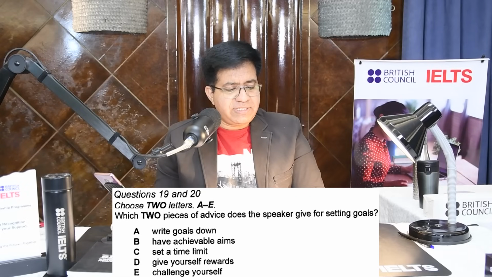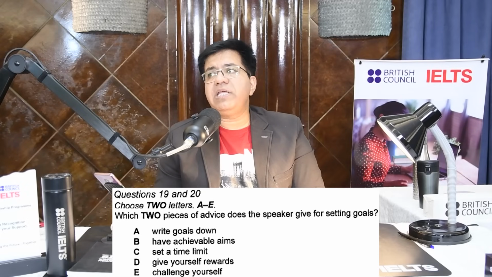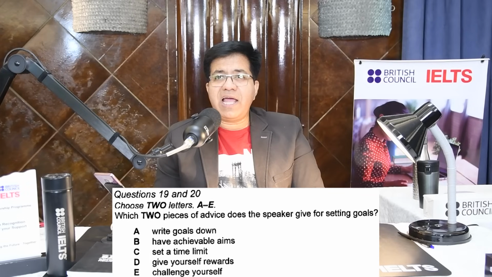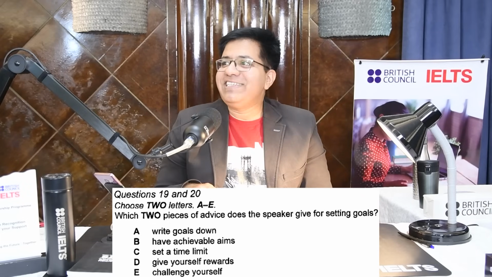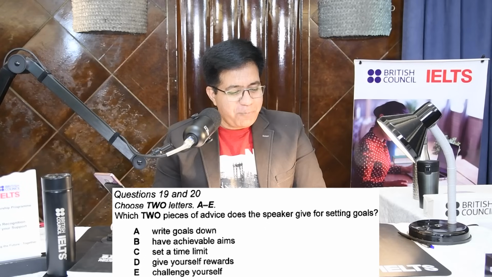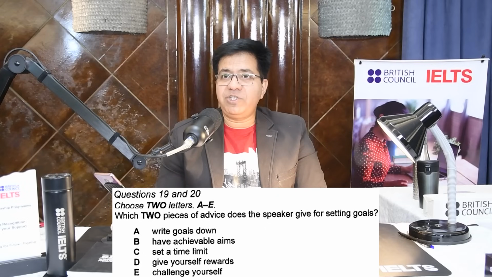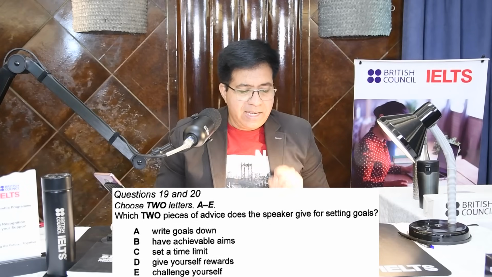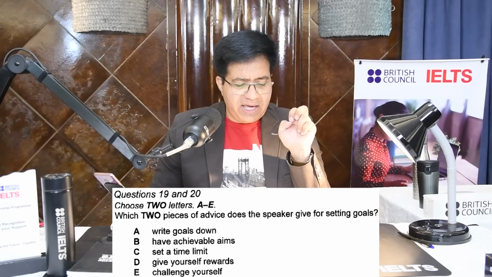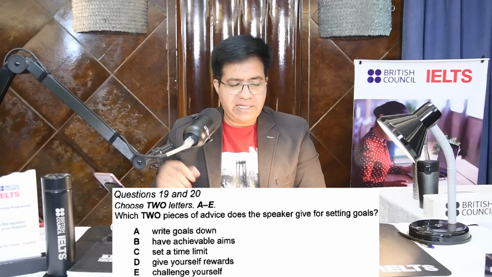Option D, give yourself a reward. For reward, they commonly use the word treat. Every time you achieve your goal, give yourself a treat. For example, you lose 1 kg. You go to eat burgers, pizzas and all that. So I lost 1 kg. Okay, then you will put on 2 kgs. All right. So option E, challenge yourself. Challenge yourself means give yourself a challenge that I'll do it. Okay. Now let's see two pieces of advice the speaker gives for goal setting.